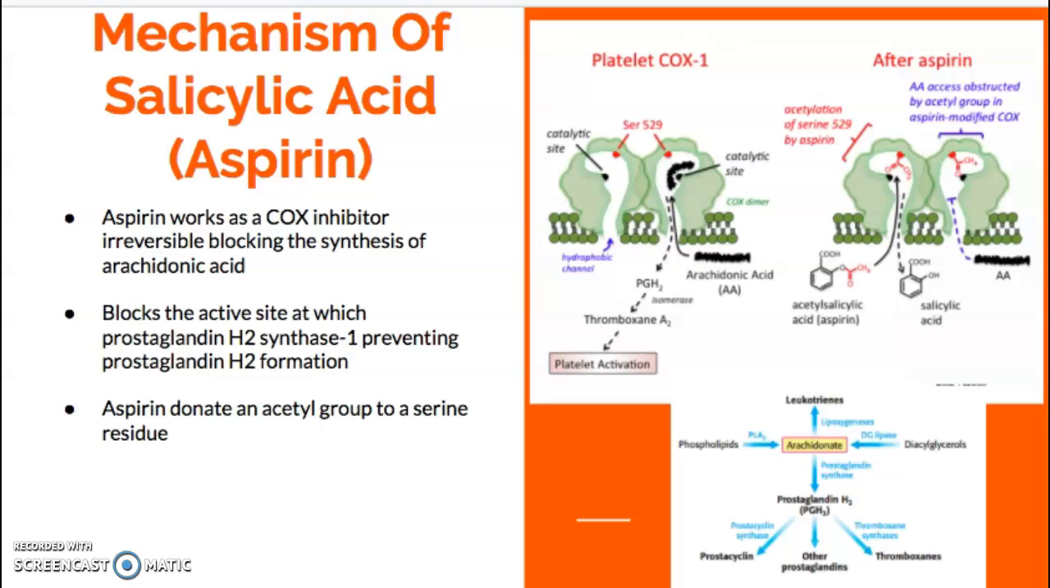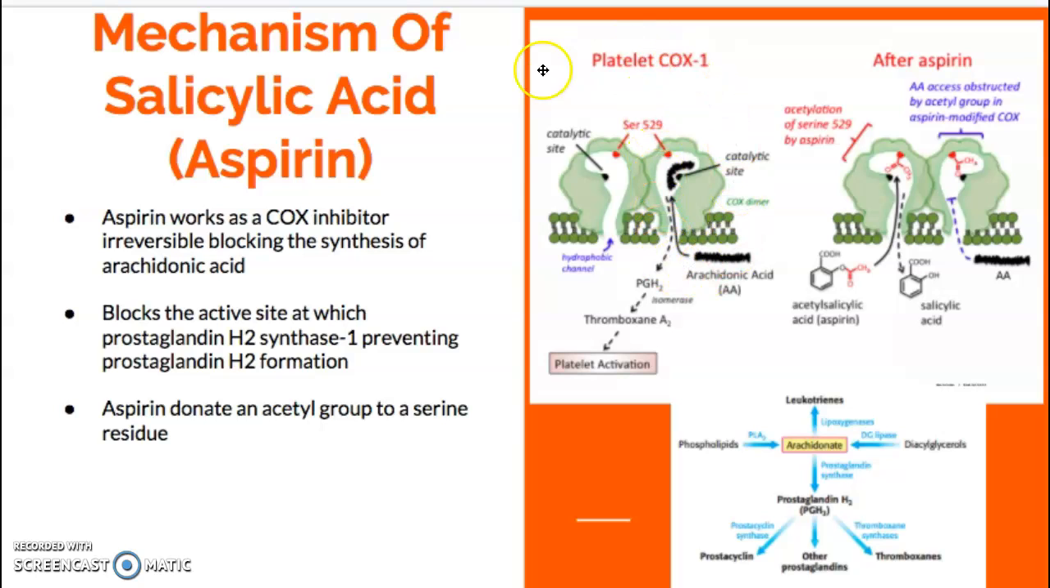As I said, aspirin works as a COX inhibitor by irreversibly blocking the synthesis of arachidonic acid. Arachidonic acid is the precursor to forming the general prostaglandins. From there, they'll be synthesized into the more specific prostaglandins that control various body functions, like in the stomach lining, or initiating inflammation.